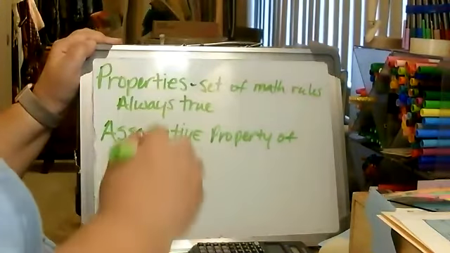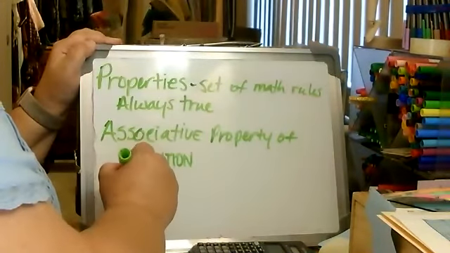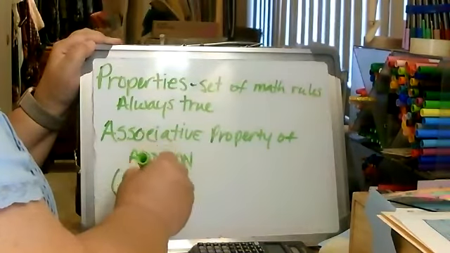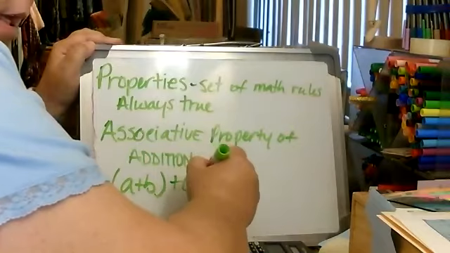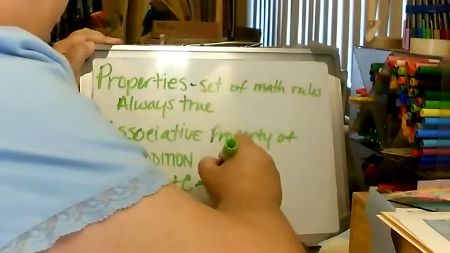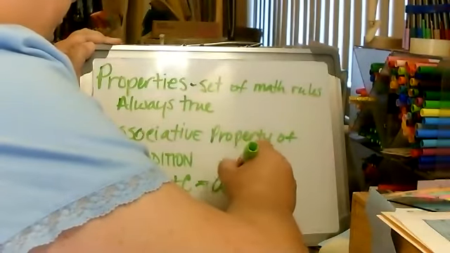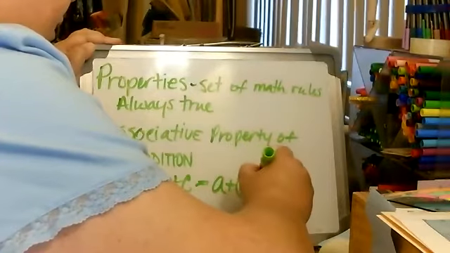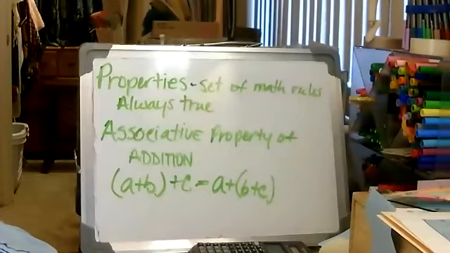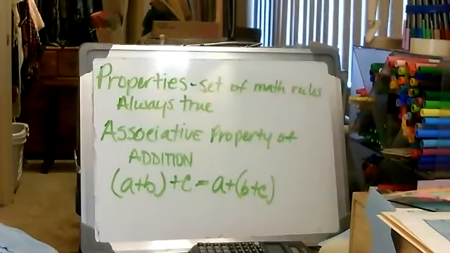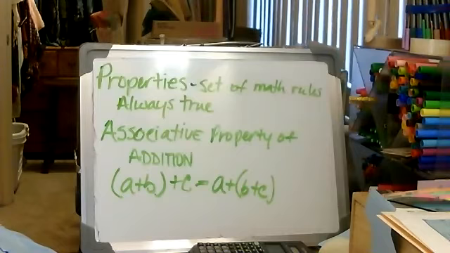This looks like this: A plus B plus C equals A plus B plus C. It says that when adding three different numbers, you can change the order that you add them by moving the parentheses, and the answer will still be the same.